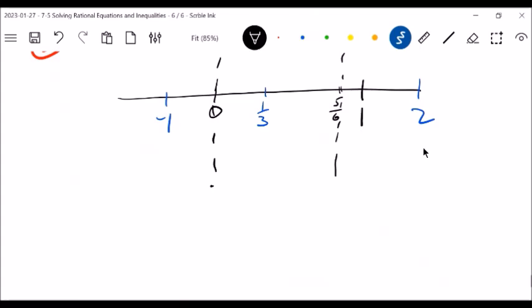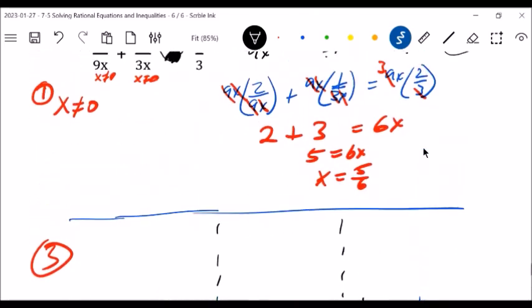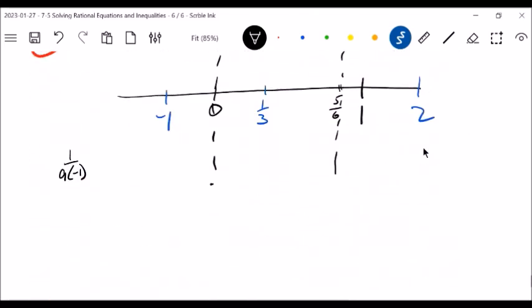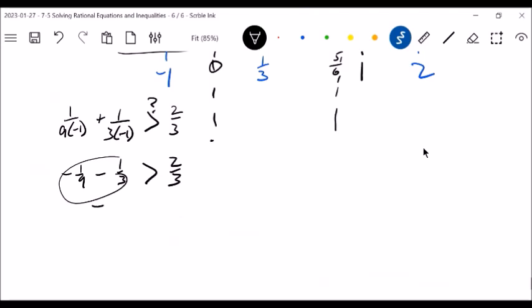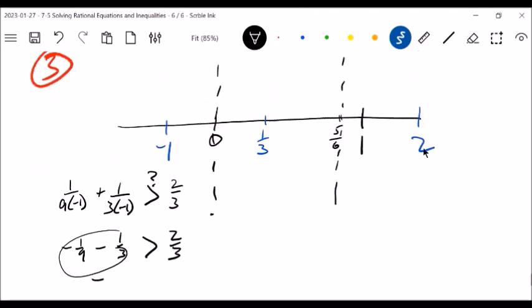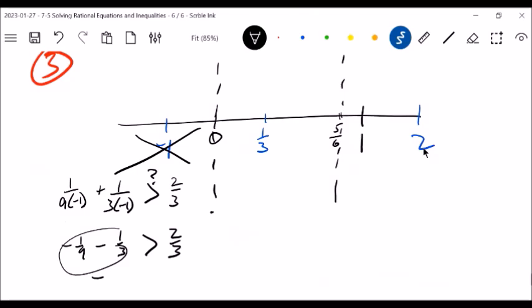Well, let's find out. So we have 1 over 9 times -1, plus 1 over 3 times -1, and I'm saying it's greater than 2 over 3, or at least I want to know, is it really or not? So that's -1/9 minus 1/3 greater than 2/3. It's not possible. This one's going to be a negative number, and that cannot be greater than a positive 2/3. So that means that this is no good. That whole region there is no good.